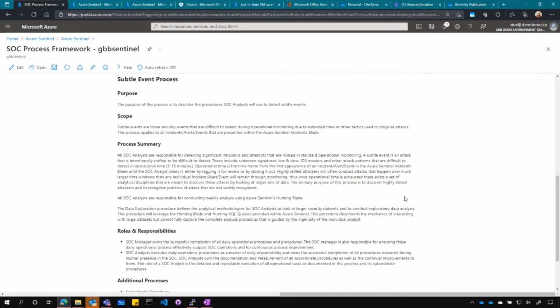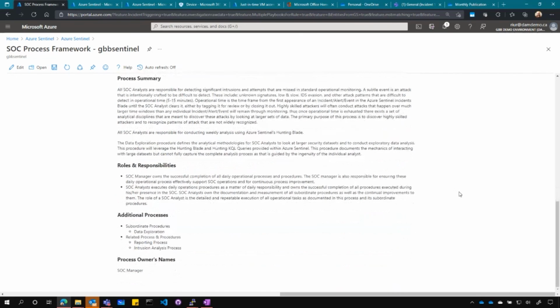It's around looking at significant intrusions and attempts that are missed in that standard operational monitoring, right? So that comes back to what analytics Sentinel is firing on. Sentinel's only as smart based on the analytics and the things that it knows about, in conjunction with Sentinel's Fusion machine learning model to tie in and correlate across those entities, those data types, and that machine learning model. So we're thinking about it from those lines, but we still need to consider that there needs to be a human factor, and the subtle event process really addresses this human factor. So this is the high level of the human factor.